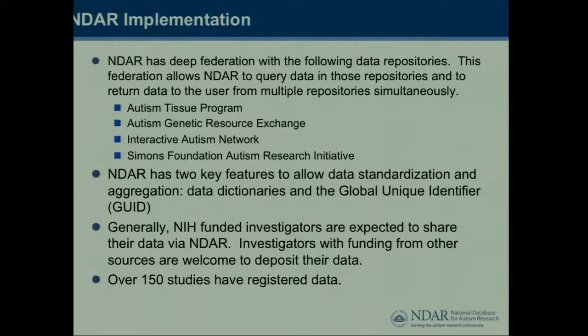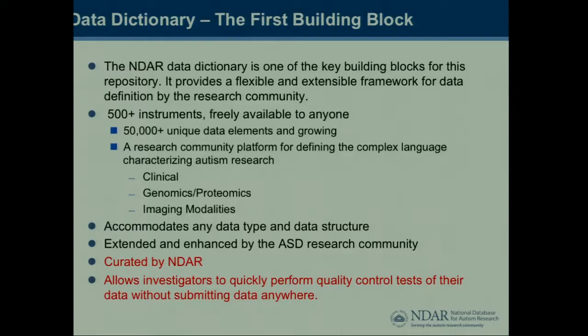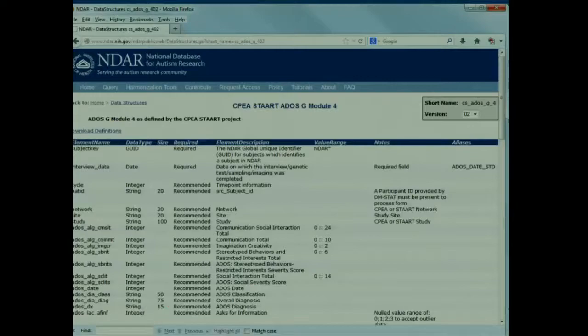The two key organizing principles are data dictionaries, and I'll show you a little bit what our data dictionaries look like, and the GUID, the Global Unique Identifier, which is a subject identifier. The data dictionaries, as I said, we don't dictate how experiments are done. We simply take in the data as it comes and then try to curate it as much as we can. At this point, we have more than 500 instruments. You can download the instruments. One of the nice things that happens when you start to aggregate data is that research communities start to look and compare exactly what they've done to exactly what other people have done. The data repository makes that a little easier. The other thing that happens is that quality control is made a little easier as well.